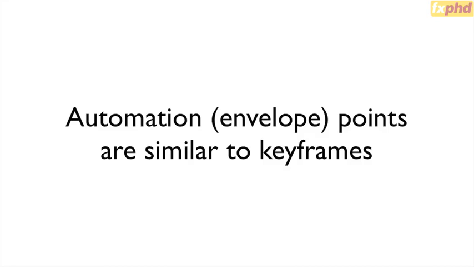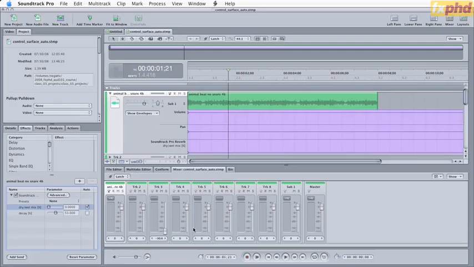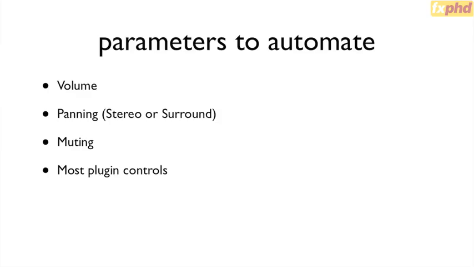There's a really helpful analogy to think about when we discuss automation. In the same way we have keyframes in a timeline-based application like After Effects, we have automation points in many audio editing programs. Automation points represent a change to the state of a parameter of an audio or MIDI file. Depending on which software you're using, different parameters will be capable of being automated. Common parameters to automate would be volume level, stereo or surround panning, and muting. Many plugins allow most or all of their controls to be automated.